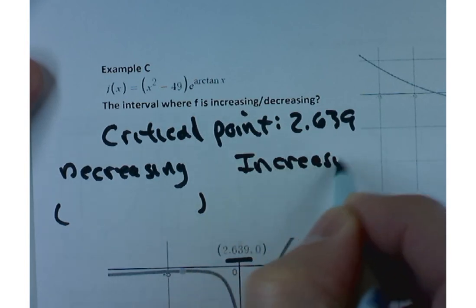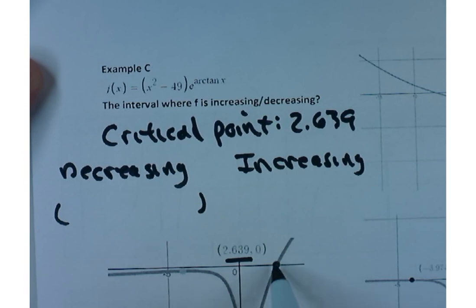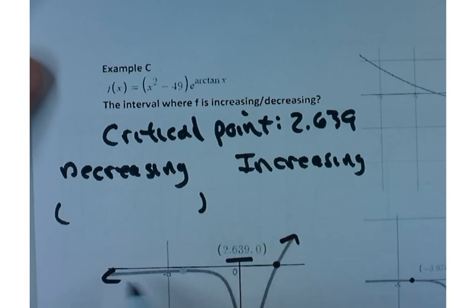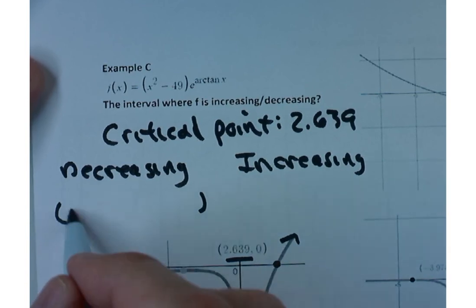So we've got 2.639. To the left of that, the derivative is negative. To the right of it, the derivative is positive. So negative infinity to 2.639. Good job.